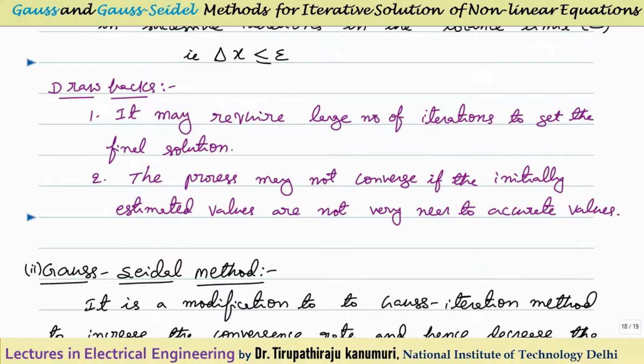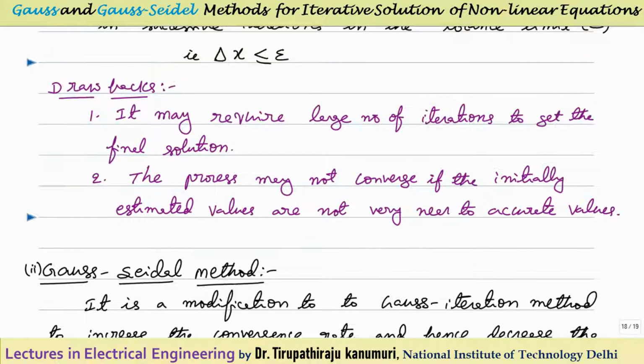This is very easy, we only have to substitute those values, update the values, again substitute, update, and continue in that way. After every iteration we check the difference between two adjacent iterations. If the difference is within the tolerance limit we stop, otherwise we continue the iterations. But the disadvantage is that it may require a large number of iterations to get the final solution, and sometimes the process may not converge if the initial estimated values are not near the accurate values.